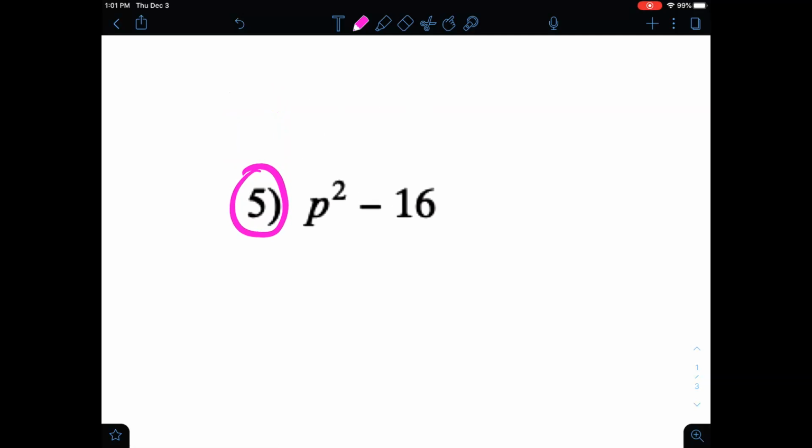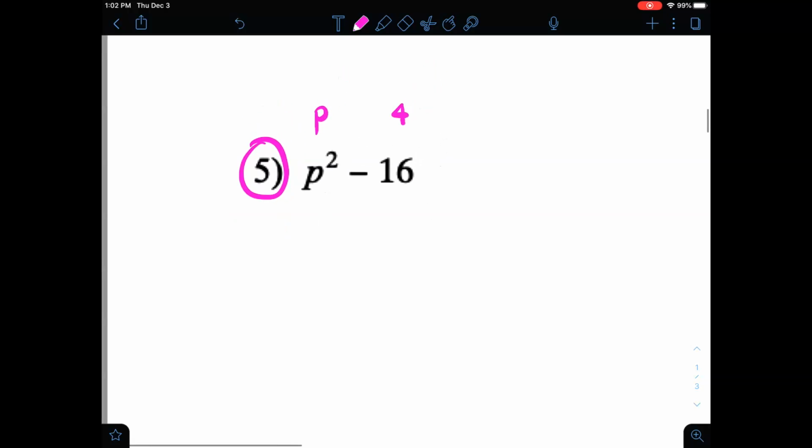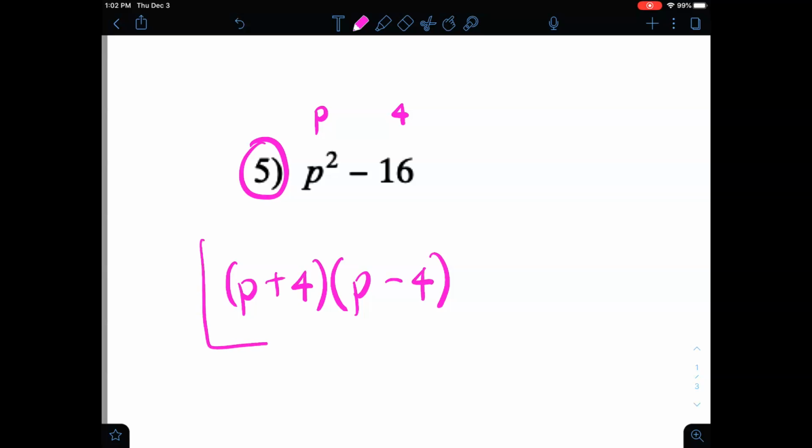We have 2 terms. We need to find if it's a difference of squares, that is. So we need a perfect square in the front minus a perfect square in the back. So are these both perfect squares? Well, square root of p squared is p. Square root of 16 is 4. Those are both perfect squares. So this is a difference of squares, and the factoring pattern is this. We put the first square root here, the second square root here, and then we put plus or minus between them. And this is how, if you were to FOIL this, you get back to p squared minus 16. That's all you got to do.